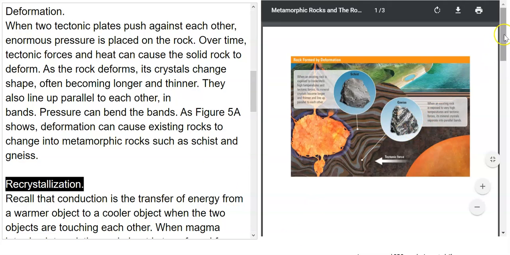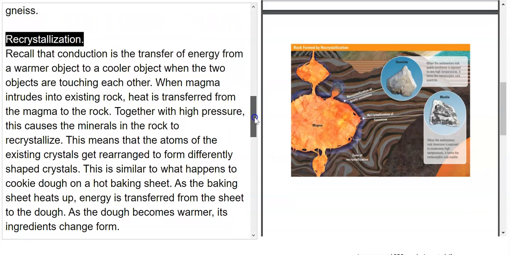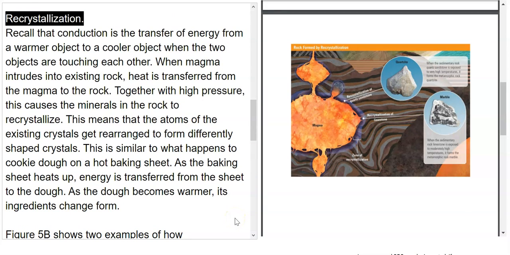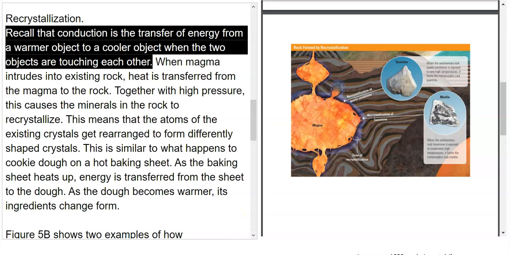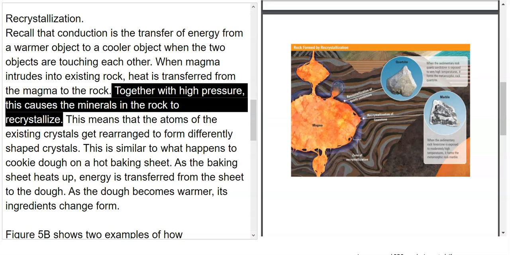Recrystallization. I'm going to slide our picture down here. Recall that conduction is the transfer of energy from a warmer object to a cooler object when the two objects are touching each other. And remember, energy always goes from more to less. You don't suck energy out of something that's less than you. When magma intrudes into existing rock, heat is transferred from the magma to the rock. Together with high pressure, this causes the minerals in the rock to recrystallize.